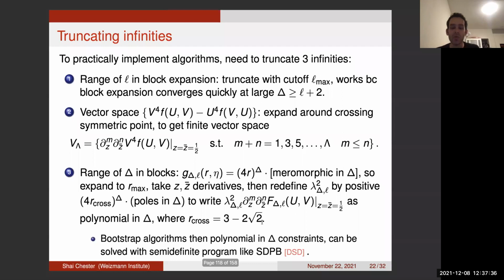After doing this, the bootstrap algorithm is then some polynomial in delta. It's the statement that some polynomial in delta must satisfy certain constraints. Such polynomial constraints can be solved using semidefinite programming, for instance SDPB, as developed by David, and this gives a very powerful method of solving the bootstrap. So this is the standard bootstrap approach.